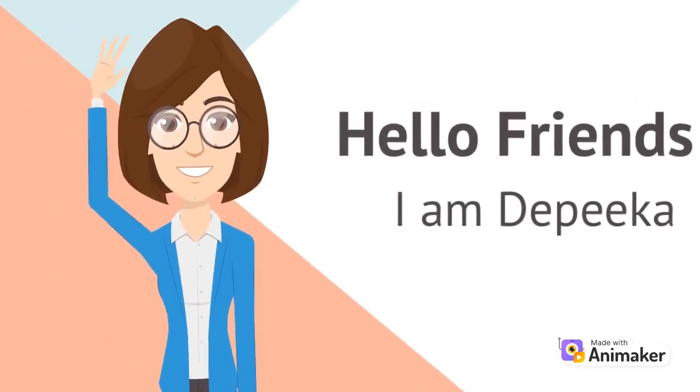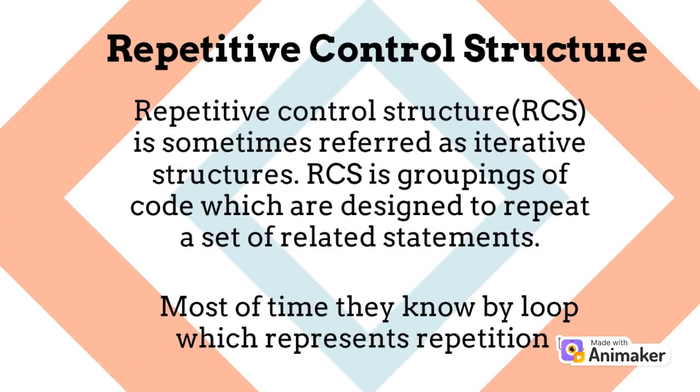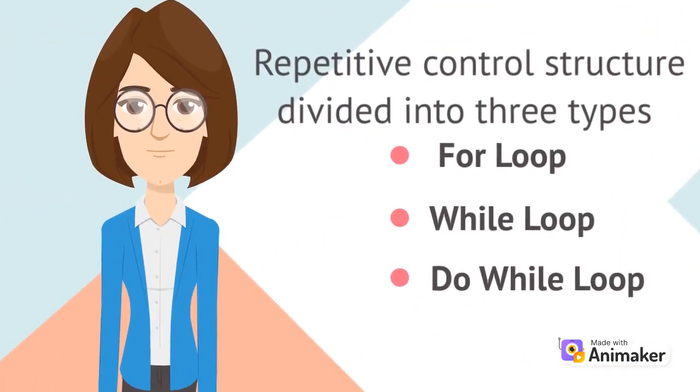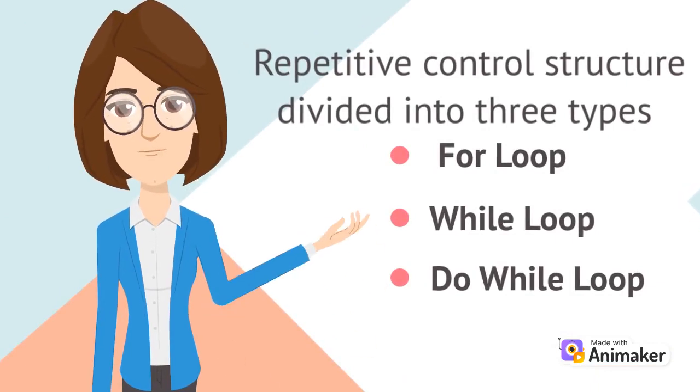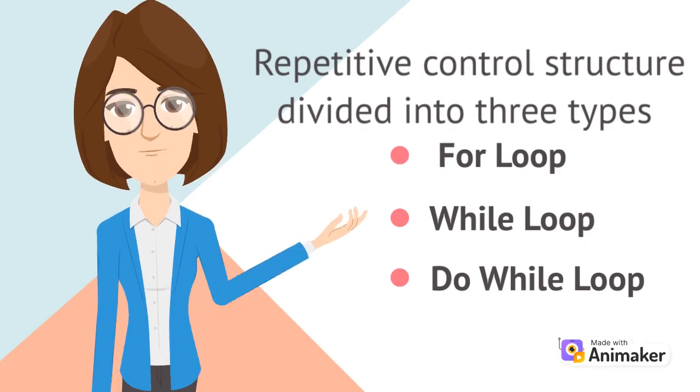Today we will learn about repetitive control structures. So the repetitive control structure, RCS, is sometimes referred to as iterative structures. RCS is groupings of code which are designed to repeat a set of related statements. Repetitive control structures are further divided into three types: for loop, while loop, and do while loop. Let's discuss them one by one.